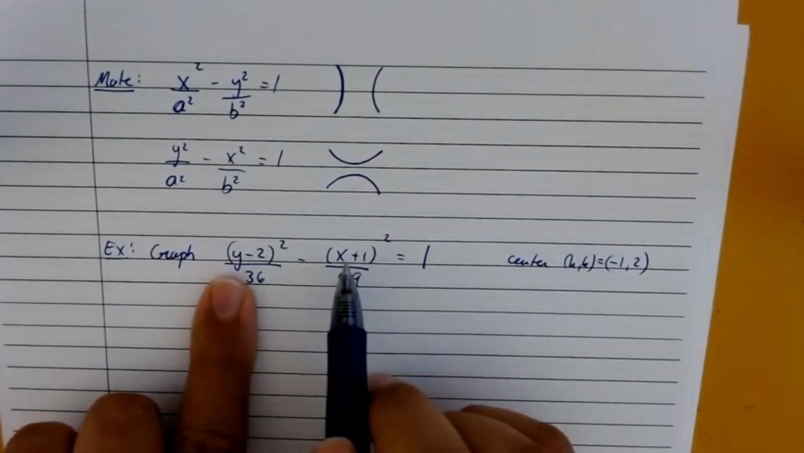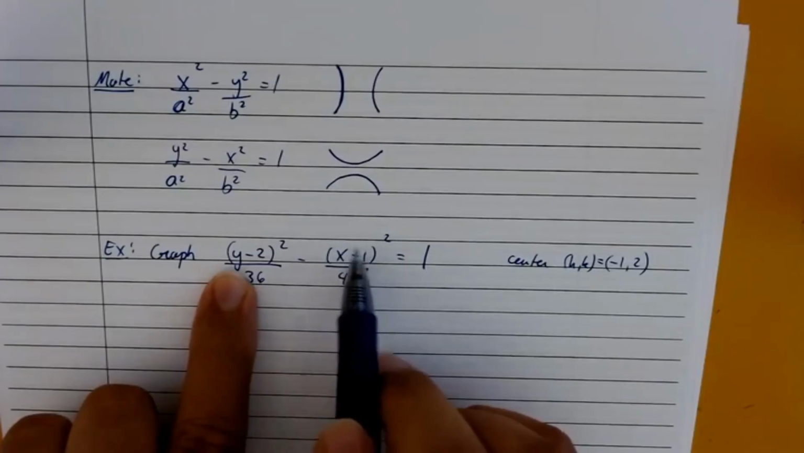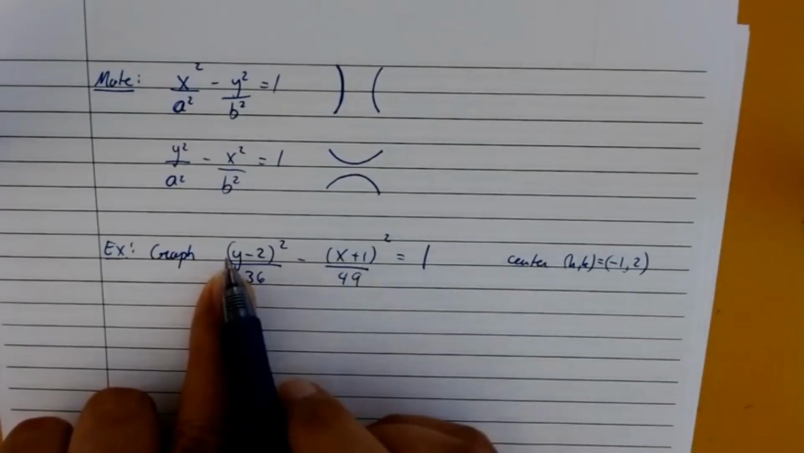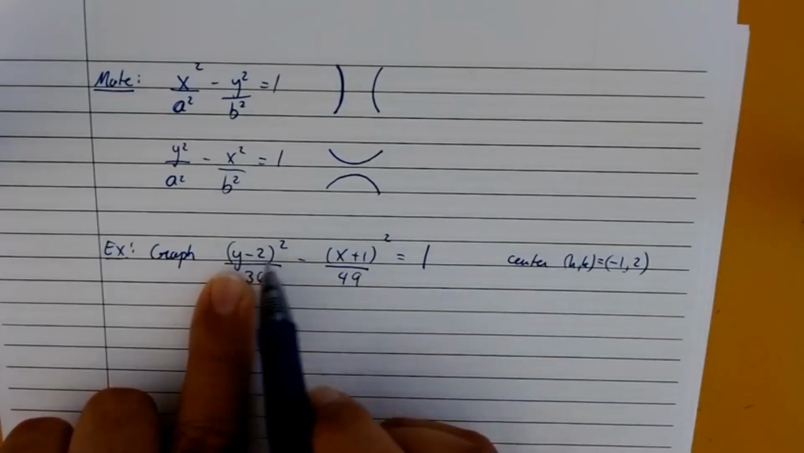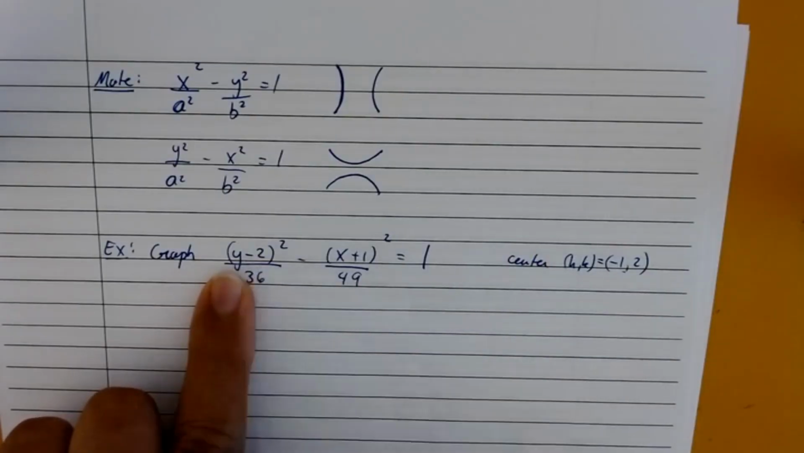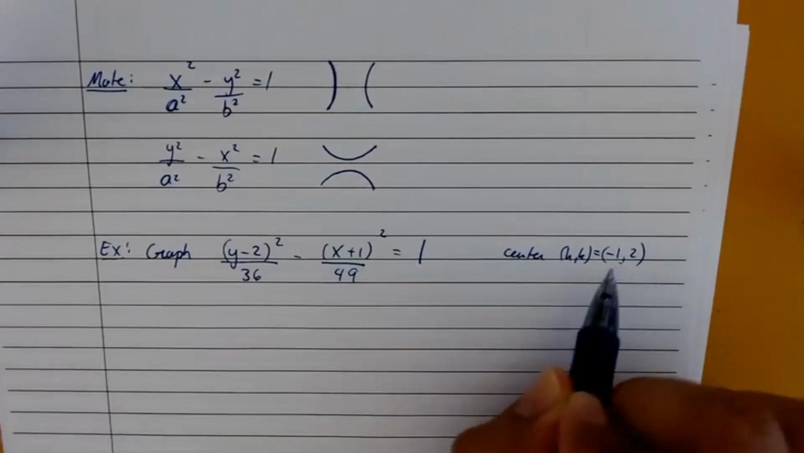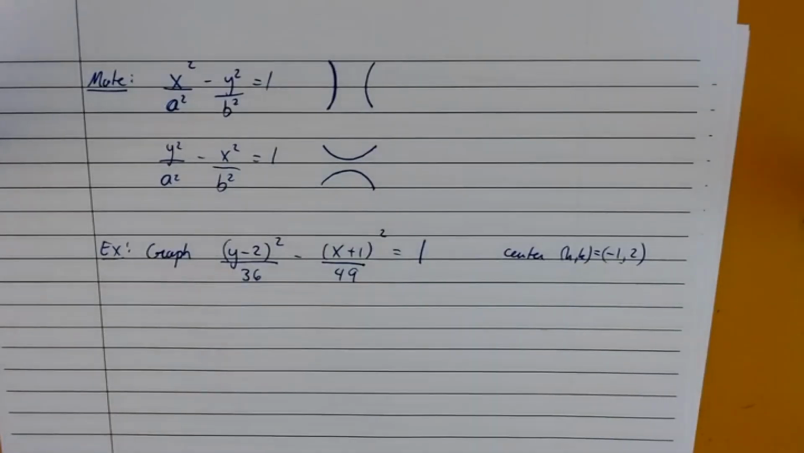If you don't like saying it that way, you can always ask, what am I plugging in for x to make this part 0? Oh, I'm plugging in negative 1. What am I plugging in for y to make this part 0? Oh, I'm plugging in 2. 2 minus 2 will be 0. Either way, we get negative 1 comma 2 as our center.